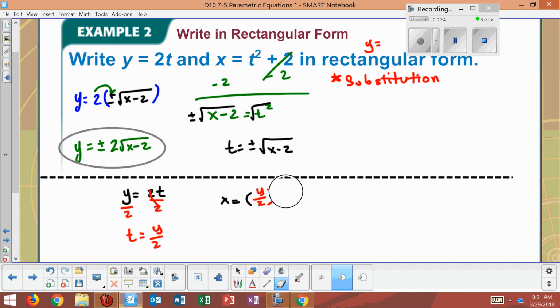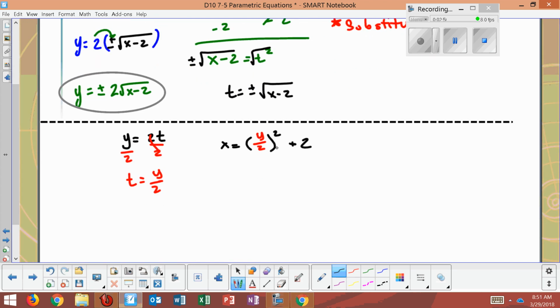Y over 2, quantity squared, plus 2. Or plus, I'm sorry, 2, not t, plus 2. There we go. Now, when we square a fraction, you square the top and the bottom. So we have that x equals y squared over 4 plus 2. This right here is basically in vertex form, what we learned with conic sections. It's a parabola because we have x as a single variable and y is squared.